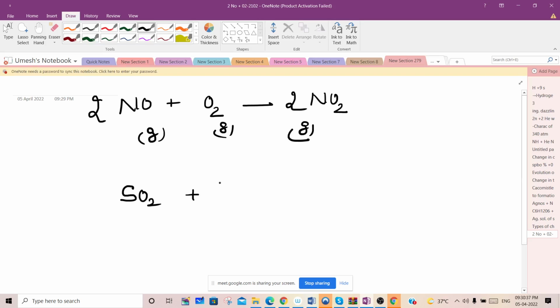Sulfur dioxide plus oxygen to give sulfur trioxide. Can you balance the equation?